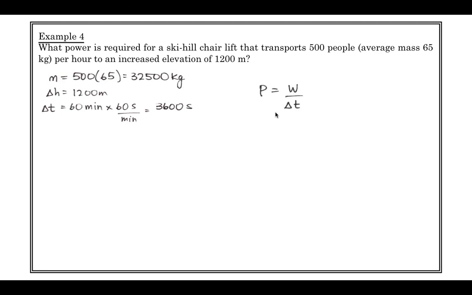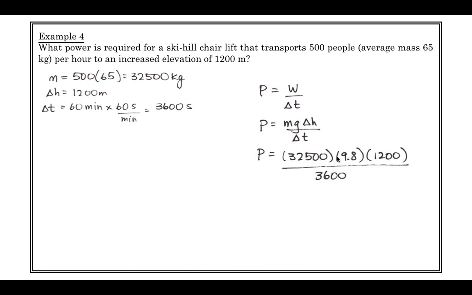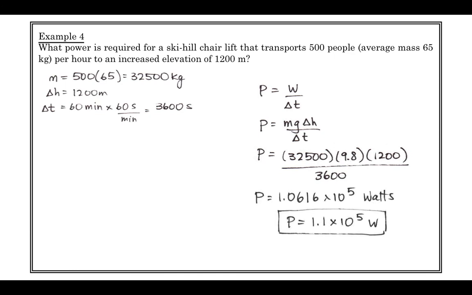Here it is. Power is equal to work over time. Well, again, if we're talking about a ski hill and a chair lift, we're working against the force of gravity. So here's our force, mg. Here's our displacement, delta h. So this is work right here, and I'm going to divide by time. So I can put this all together. Here's mass, here's g, here's h, here's time. And so what I get is 1.0616 times 10 to the 5th watts.